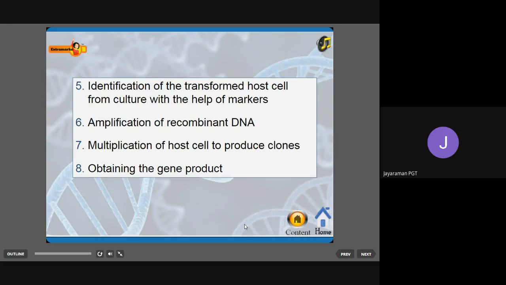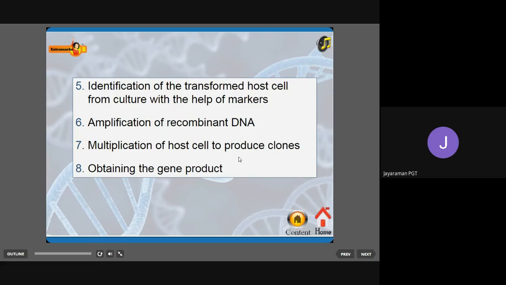After the transformed host cells are selected, for example in the blue-white method, eliminate all the blue colonies and take the white colonies for culture. Then we can go directly to step 7, multiplication of the host cell. This is done using bioreactors, big vessels, fermenters. There suitable inducers are used. For insulin, they have to use some glucose, which induces production of insulin.